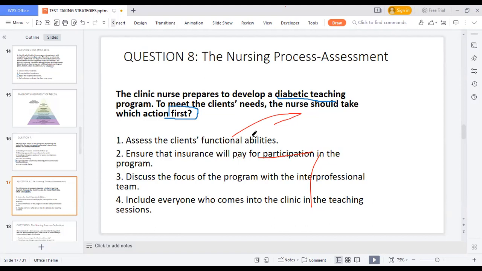Everyone, close-ended words. We're going to see them. Why should I include everyone who comes to the clinic? If you are not concerned with the client, why should I include everyone? We eliminate this first before going forward. Insurance. Are we talking about insurance now? Is it the first thing to do? No.